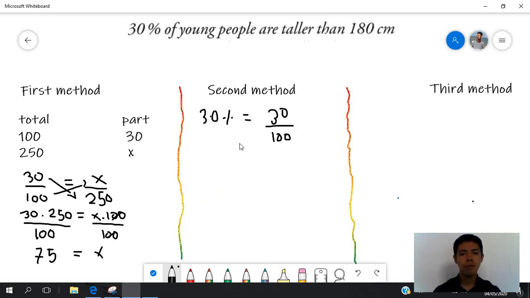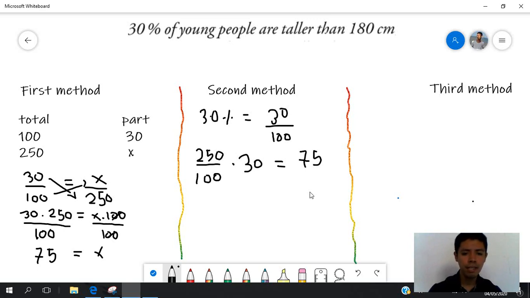Now, what is the fraction 30 over 100 in 250? Well, it means that I have divided 250 into 100 parts, and that I have taken 30 of those parts. So I need to perform the operation, and I will have 75 as in the first method. So you can see a percentage like a fraction.